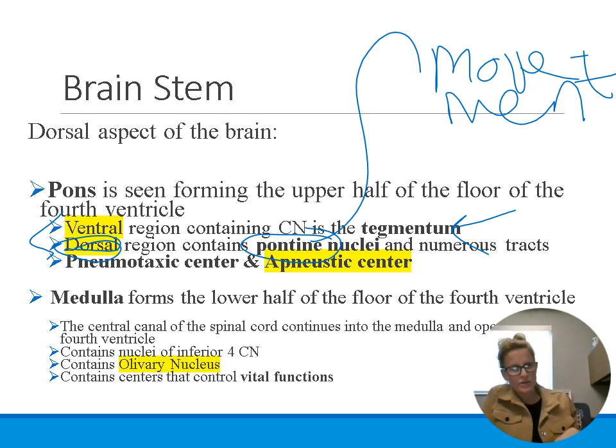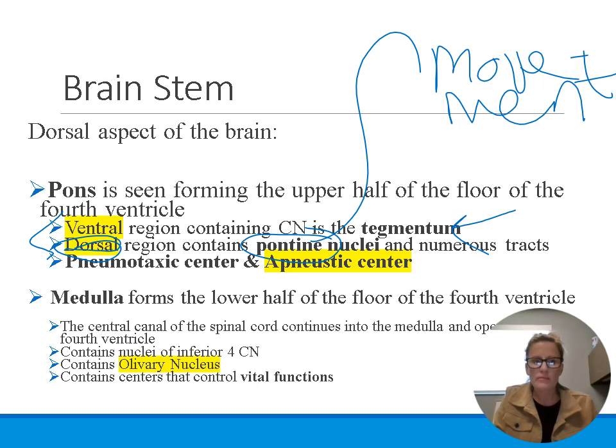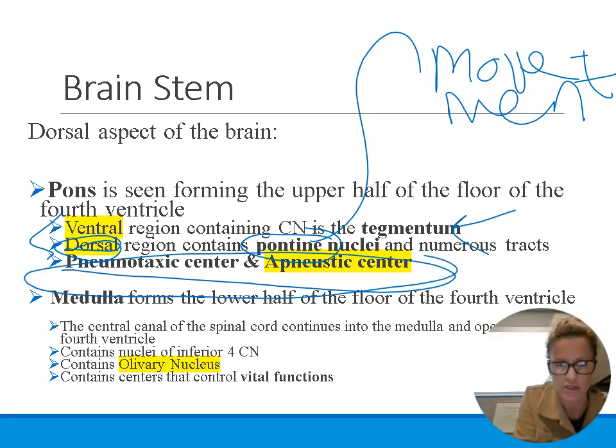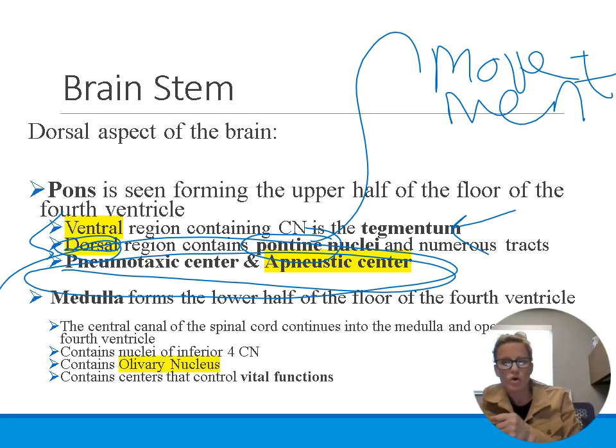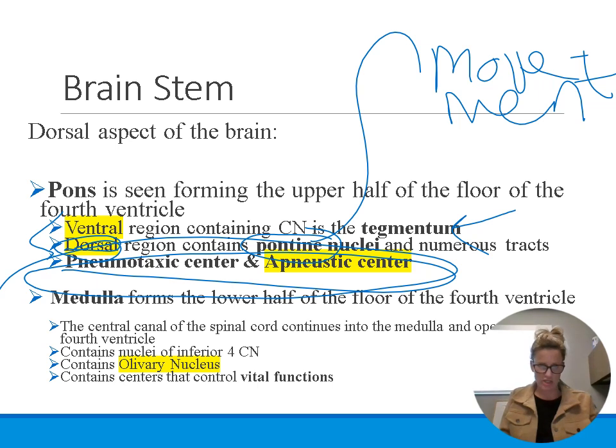Okay, so pontine nuclei are linked to the cerebellum and are involved in movement. The pons also has the pneumotaxic center and the apneustic center. Both of these are involved in respiration. These are involved in altering the base respiration.